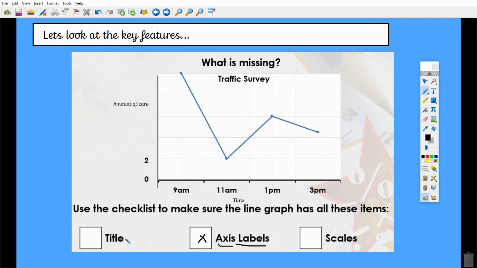Now, does it have a title? Yeah, this one does have a title. This title is traffic survey, so it does have a title.